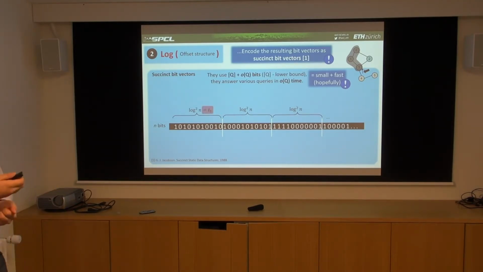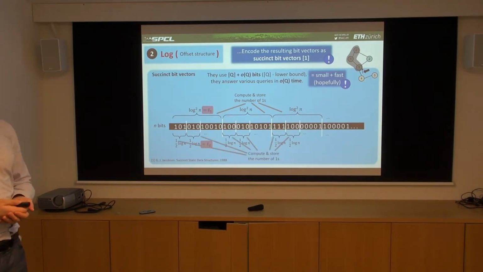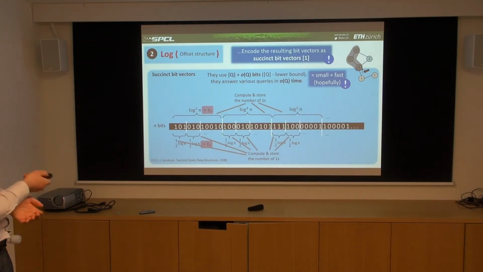We denote this value with t1, and then for each of these blocks, we divide them into yet smaller blocks that also have a certain size. This is 1/2 of log n, and we do it, of course, for all the blocks. And now the key step in this representation, this way of using the succinct bit vectors, is to compute and store the number of bits that have value 1 in each of both the large and the small blocks. So we need to pre-compute and store these values additionally together with the actual bit vector.